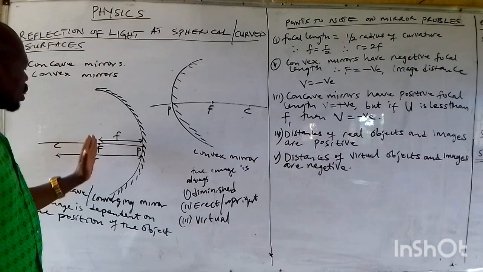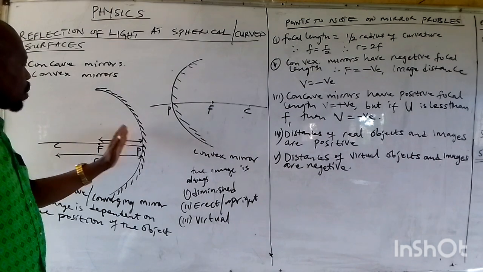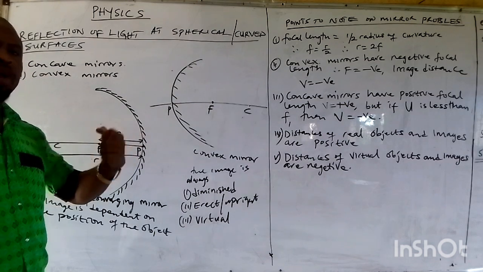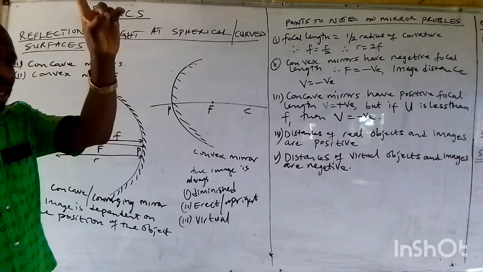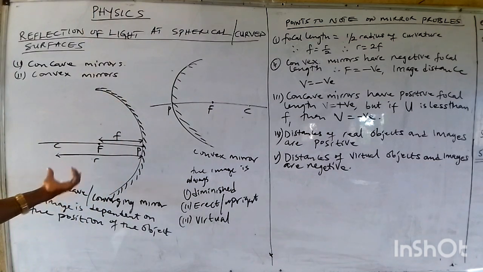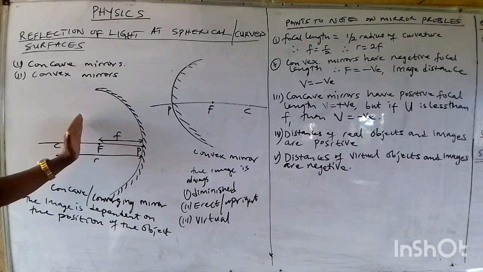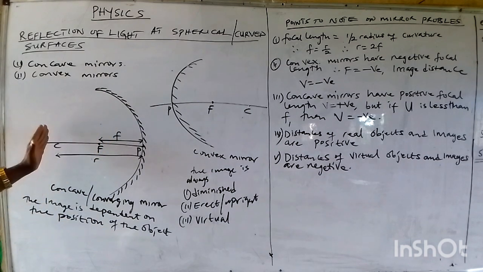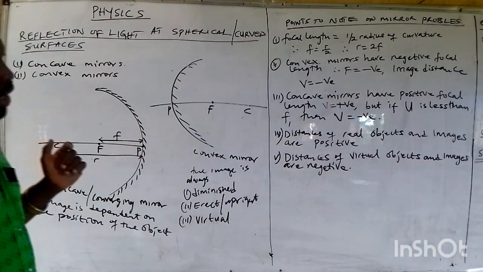Now, if we move your object to between F and P, at this point, you will now get a magnified and upright image. So that is why we have concluded that the nature of image produced by this mirror is highly dependent on the position of the object. So these are the various positions, just like we have said.